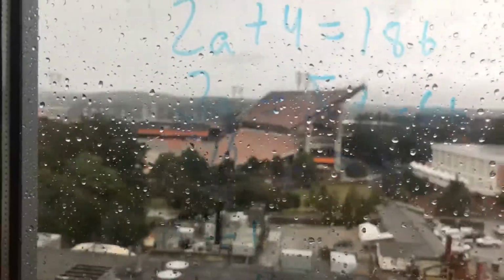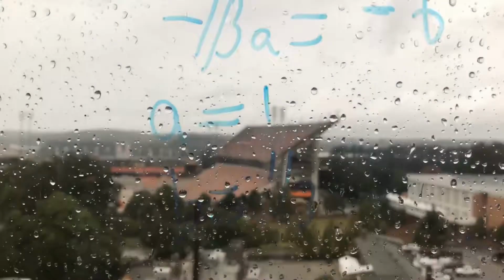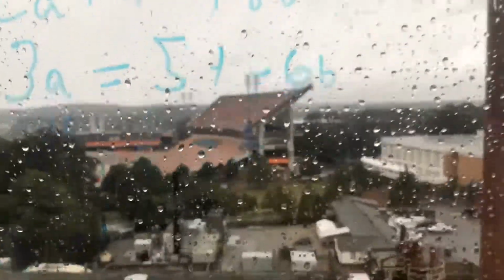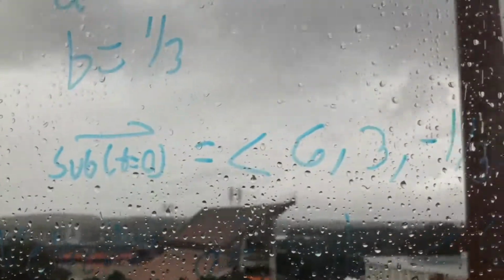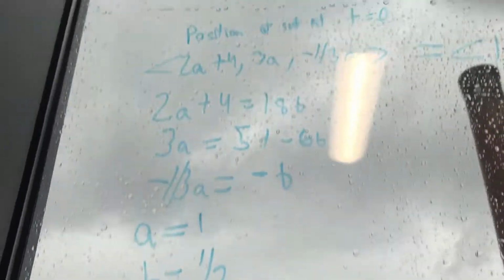So I can solve those for these equations, which allow me to solve for a is equal to 1 and b is equal to 1/3. So I can plug those two numbers back into one of these to get the position of the sub at t equals 0, which I was solving for in the first place using these, because I'm essentially solving for the vector from here to here, which is the position of the sub at t equals 0. So the position of the sub at t equals 0 is 6, 3, negative 1/3, because I just substituted 1 into this equation right here.